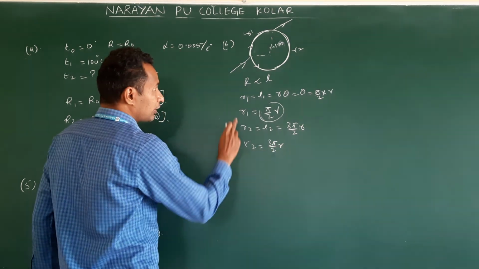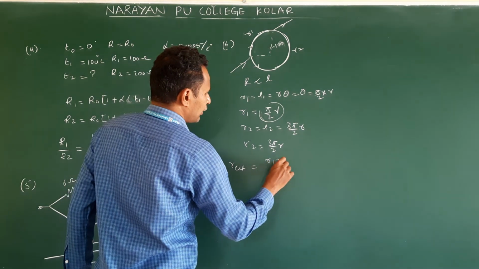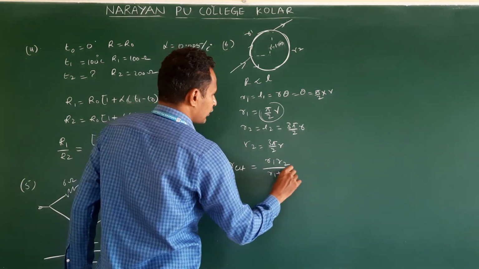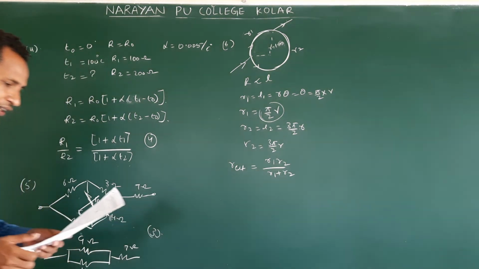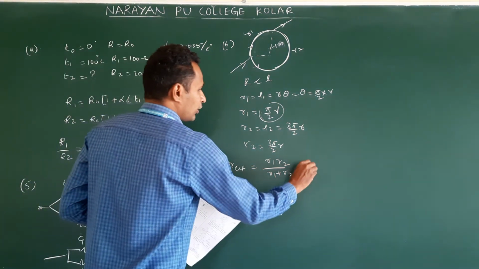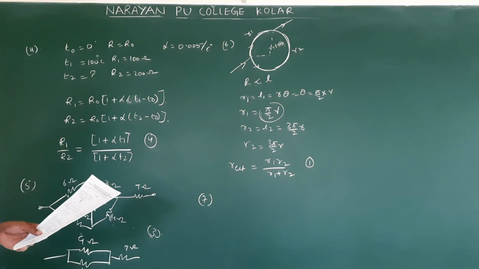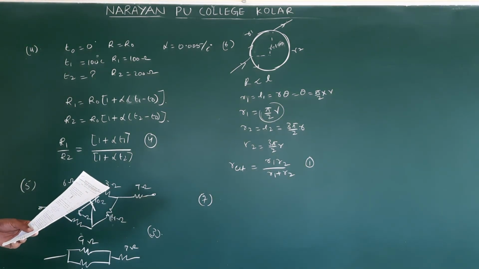What is the combination? Parallel combination. Then R effective is equal to, what is this? R1 R2 by R1 plus R2. You will get the answer. Clear? First option, I think. Okay, you do it, you will get the answer. Probably first.